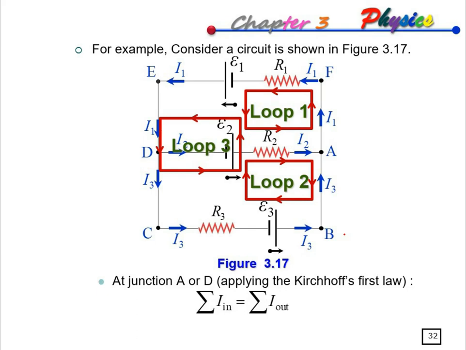At junction A or D, we apply the Kirchhoff first law, where the summation of current in equals the summation of current out. At the point D here, we have the equation for the Kirchhoff current law, where I1 equals I2 plus I3. It also happens at the point A, same as the current in equals the current out.